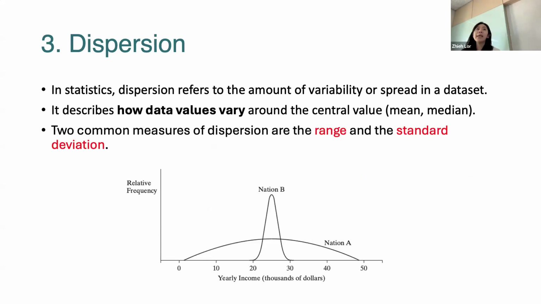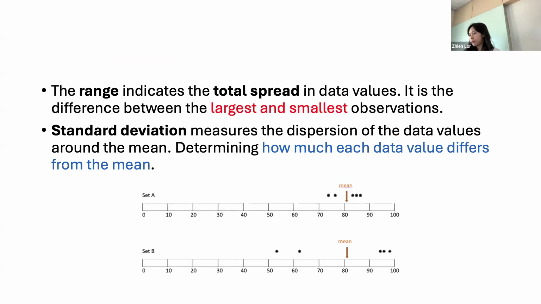Dispersion is the other way that we look at the distribution of the data. It refers to the amount of variability, or how spread out it is. How much variety is within the data? How huge a difference are there in the data I collected? So it describes how data values differ around the central value. Two common measures are the range and the standard deviation. Range is about how spread out my data is. It is the difference between the largest and the smallest observation.